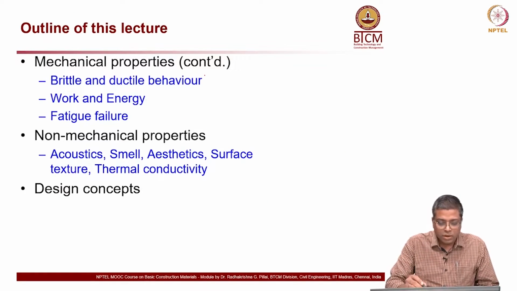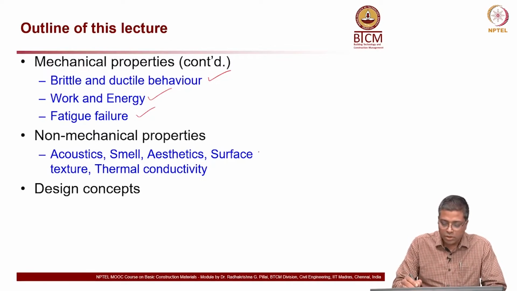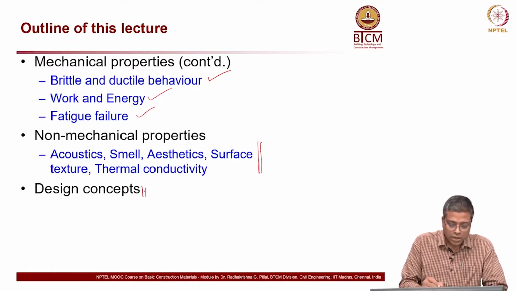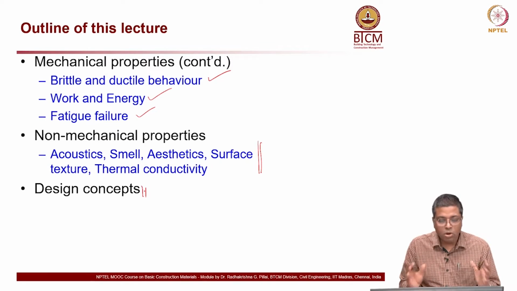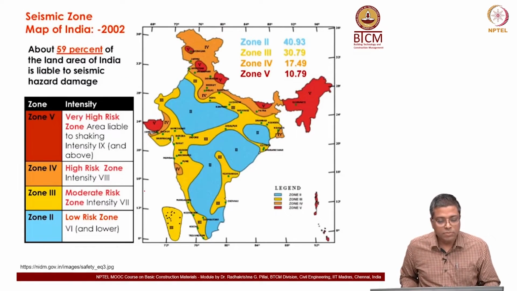Today we will cover mechanical properties, mainly looking at brittle behavior and ductile behavior, and also looking at work and energy, and fatigue failure mechanisms. Then towards the end we will briefly talk about various non-mechanical properties, because that is also becoming more and more important while selecting material for construction. Finally, we will have a brief discussion on overall design concepts for selecting various materials.